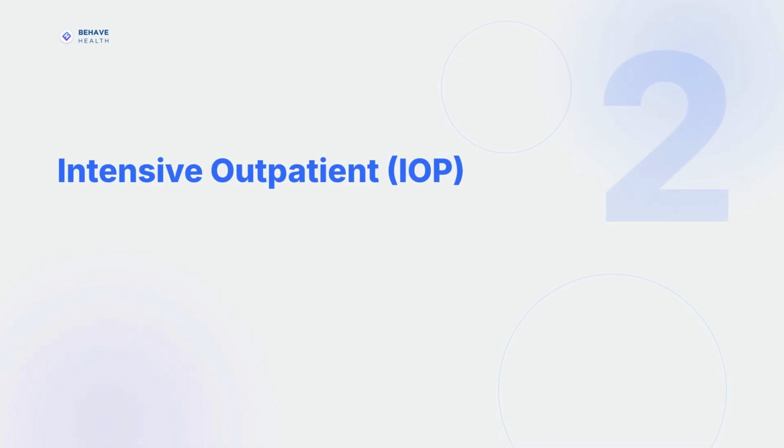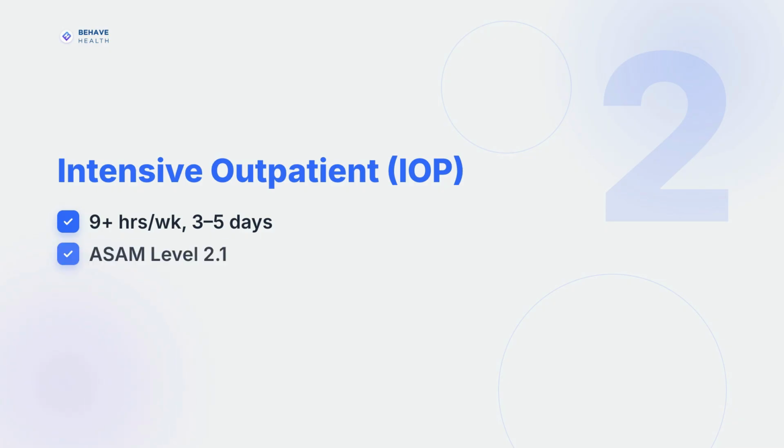Level 2, intensive outpatient, for people who need more support than standard outpatient. 9 or more hours of programming per week, usually across 3 to 5 days. Sessions run 3 to 4 hours each. It's a primary modality for patients assessed at ASAM level 2.1 and a step down from PHP or residential care. State Medicaid programs and commercial payers may define IOP hour thresholds differently.